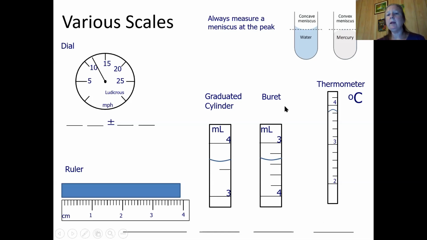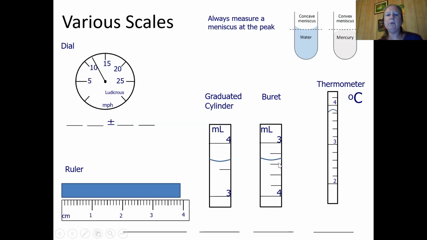A burette is to dispense. We use it in titration, we dispense, and so we're actually measuring how much volume we've gotten rid of. And so notice that it reads backwards. So when you read a burette, make sure you read it in the correct direction. Start at the 3 and go towards the 4. I know that sounds oversimplified, but it's really easy to get that one mixed up, believe it or not.